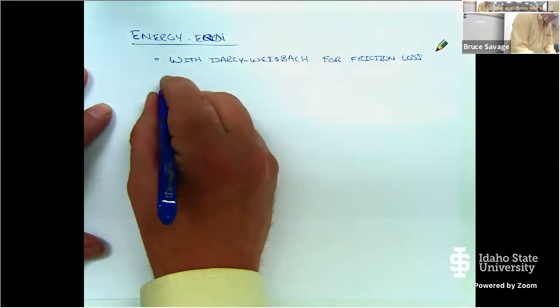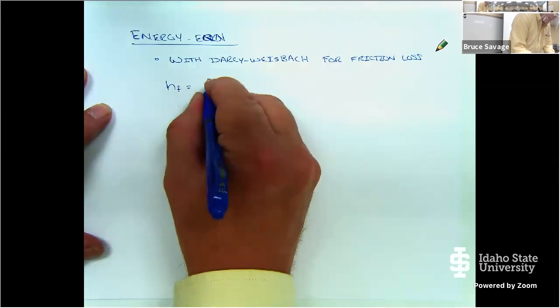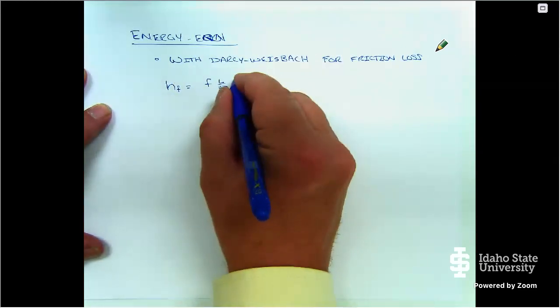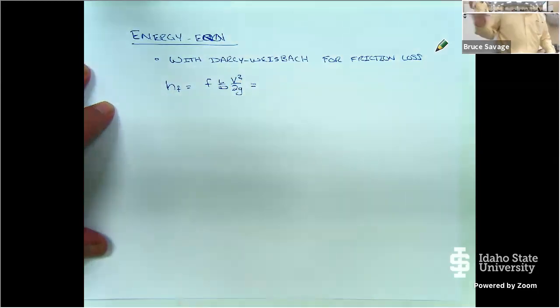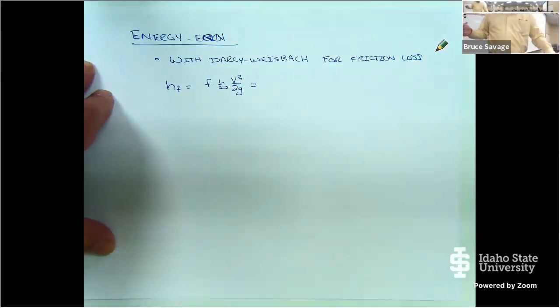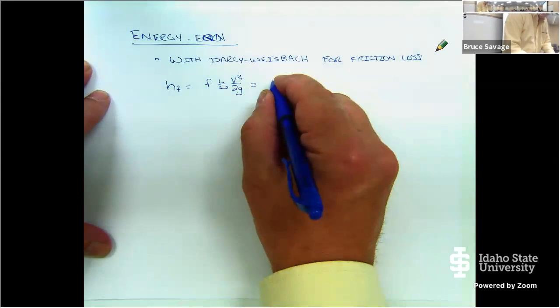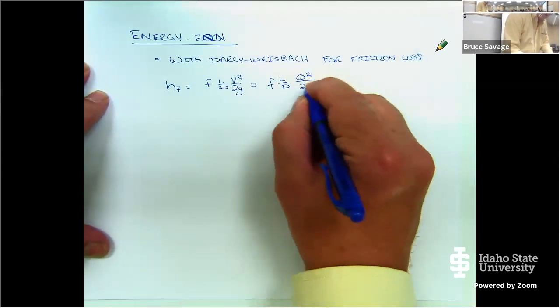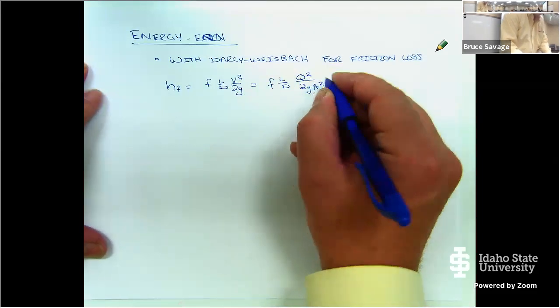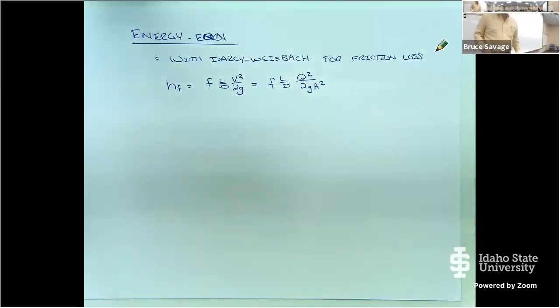Okay, where this says that the friction loss is equal to F times L over D times V squared over 2G. Or, with continuity, we substitute Q is equal to VA, or V is equal to Q divided by A, then we can turn this into F times L over D times Q squared divided by 2G A squared. So either one of those works fine for calculating the friction loss in a pipe.